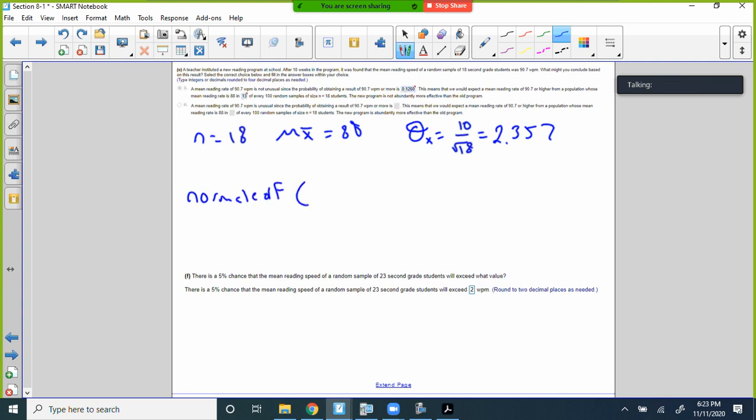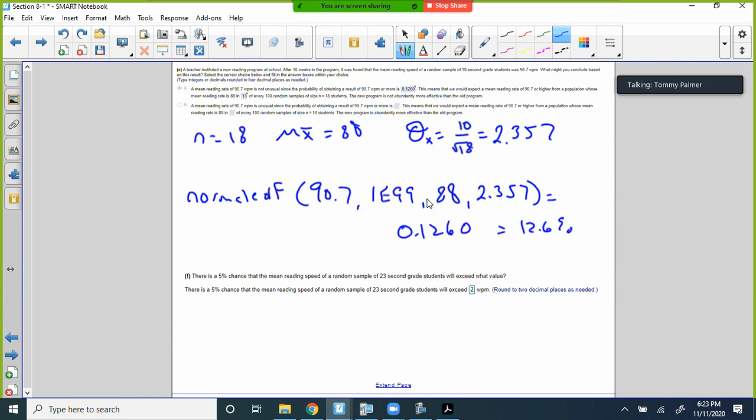If it's 90.7 or more, our lower limit is 90.7, right? Our upper limit is E99, and then we've got 88, which is our sample mean, the same as the population mean. And then you can put 2.357, right? And when you do that, you get 0.1260, which is 12.6%. So that's where that comes from.